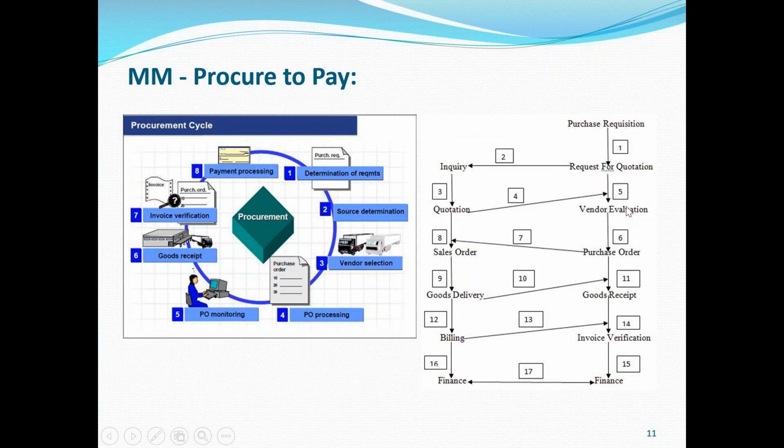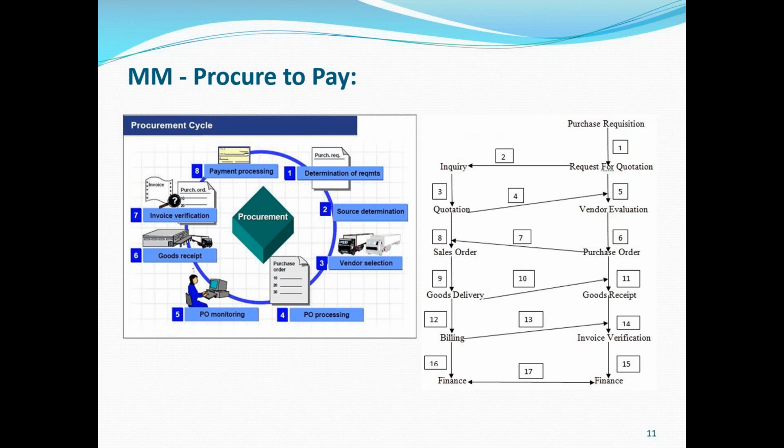So here vendor evaluation is carried out, and vendors are shortlisted. After evaluation, a contract is established with the supplier, right? If it is for long term, a contract; if it is for short term, direct purchase, or the purchase order can be directly issued to the supplier.